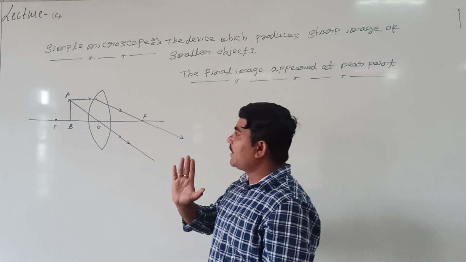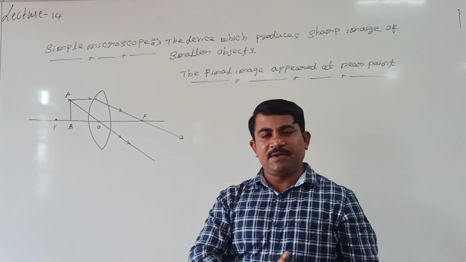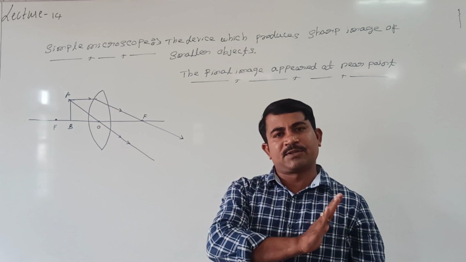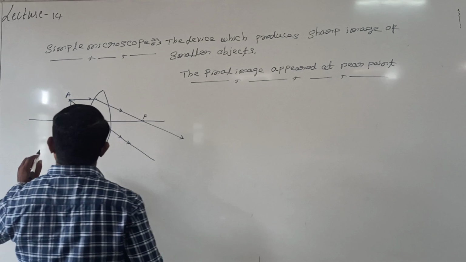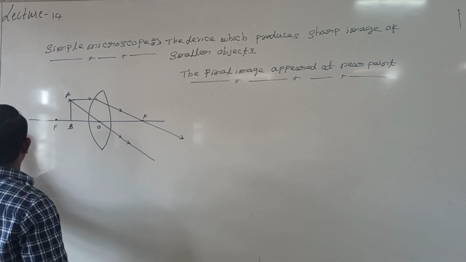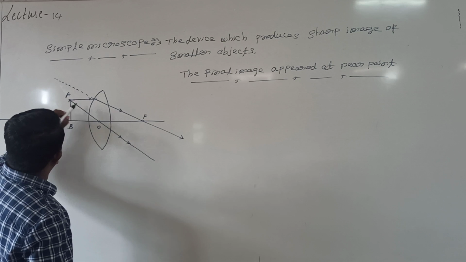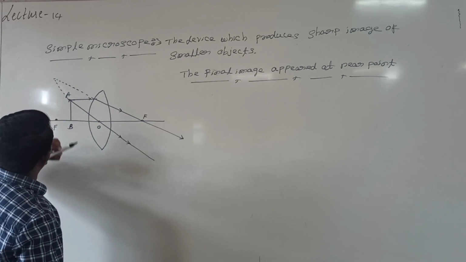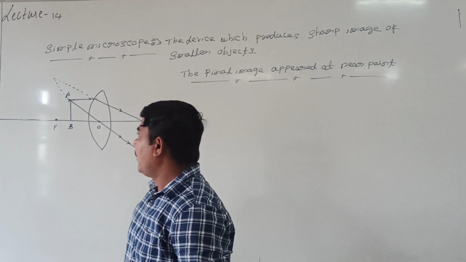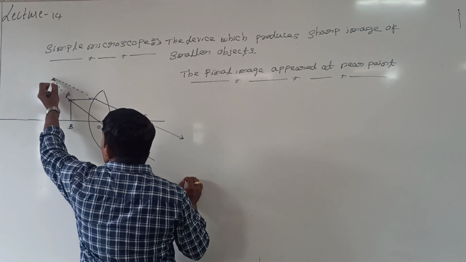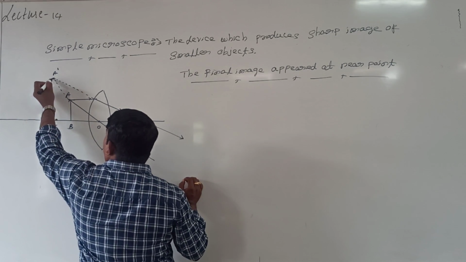See here. If the refracted ray is produced in the backward side, the image can appear at some other point. Look at me. Shall I extend this? This refracted ray is produced backward, and this refracted ray is produced backward. So exactly where the image can appear is at A dash.